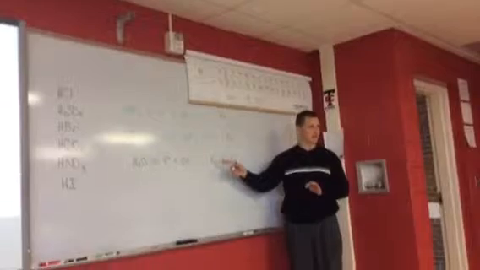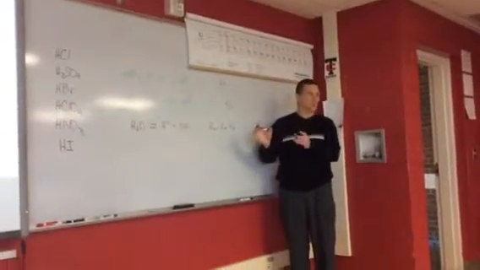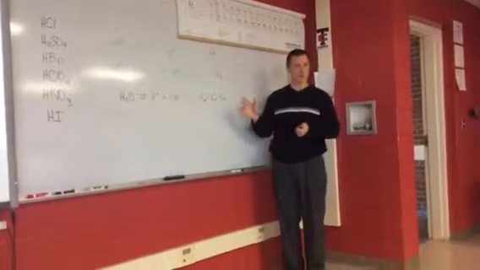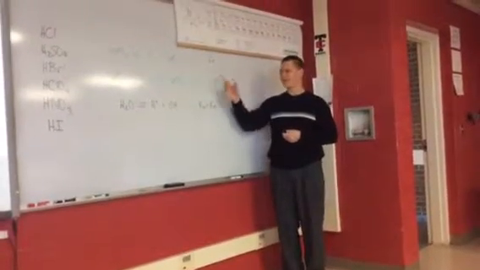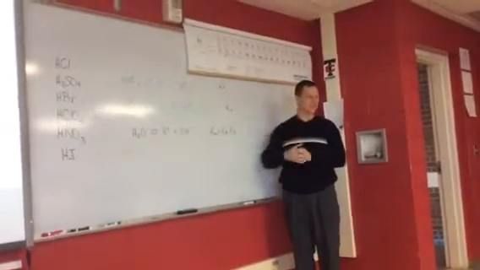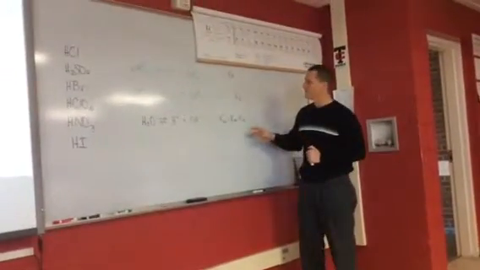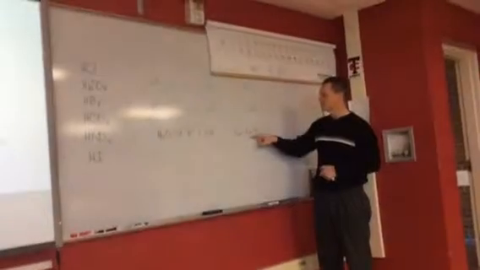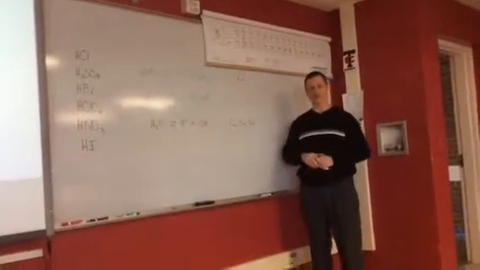Kw is always 10 to the negative 14 at 25 degrees Celsius, at least. If the temperature changes, that does throw the equilibrium off some. I don't remember if it's exothermic or endothermic, but it is sensitive to temperature changes. But anyway, we're not going to worry about the temperature at all. So these two things multiplied together always gives you Kw.